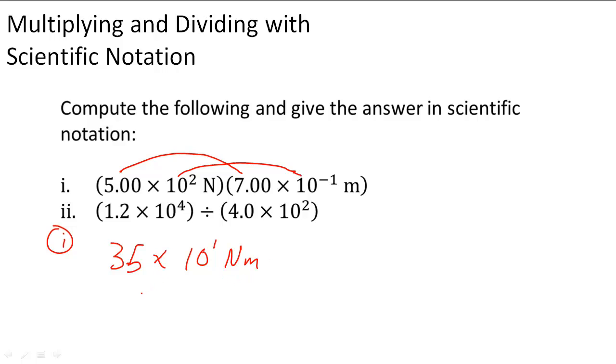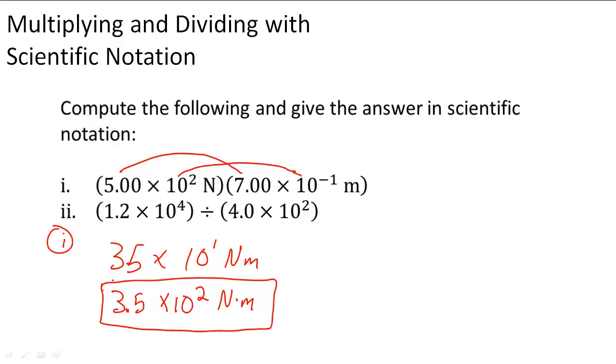But this is not in correct scientific notation. We have to remember to put the decimal point in between 3 and 5. So when I do that, 3.5 times 10 to the second newtons times meters gives me the answer in scientific notation. Now number 2 is a division problem.